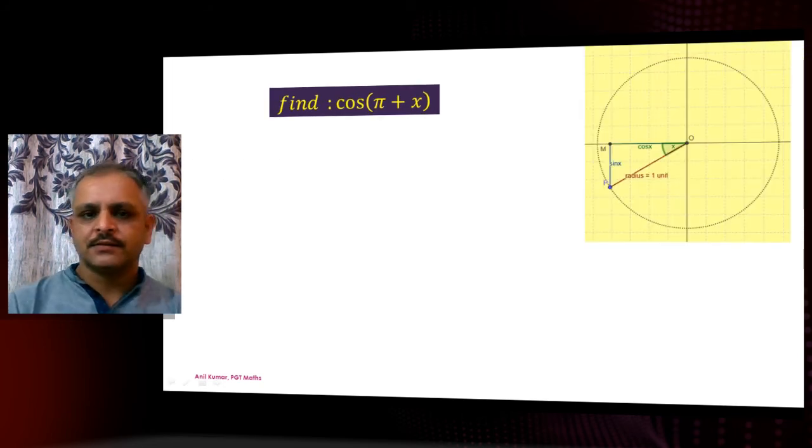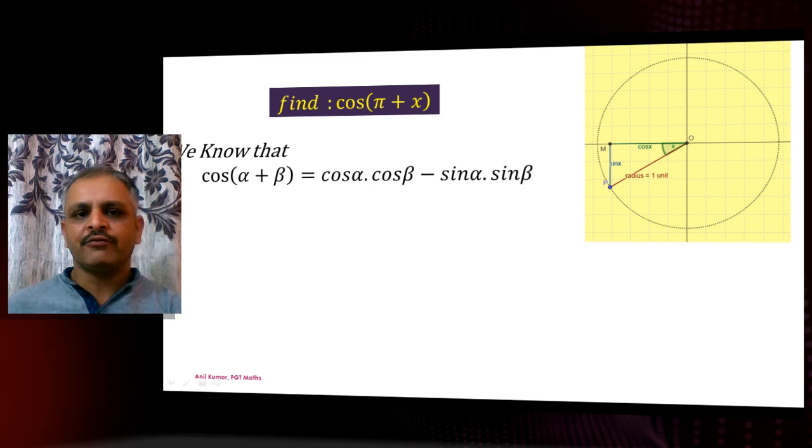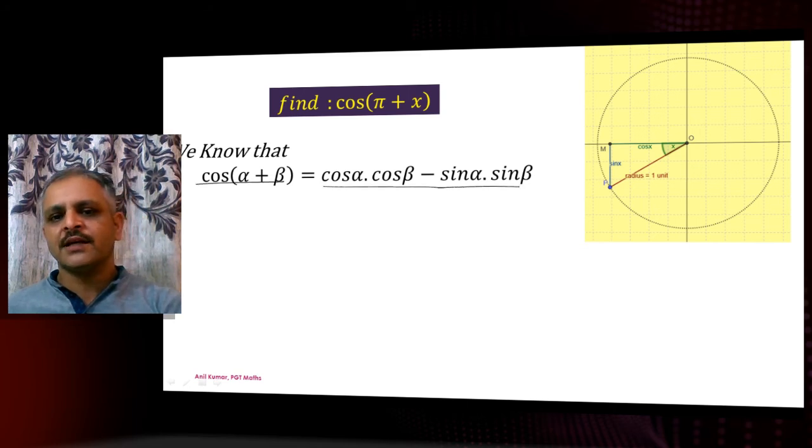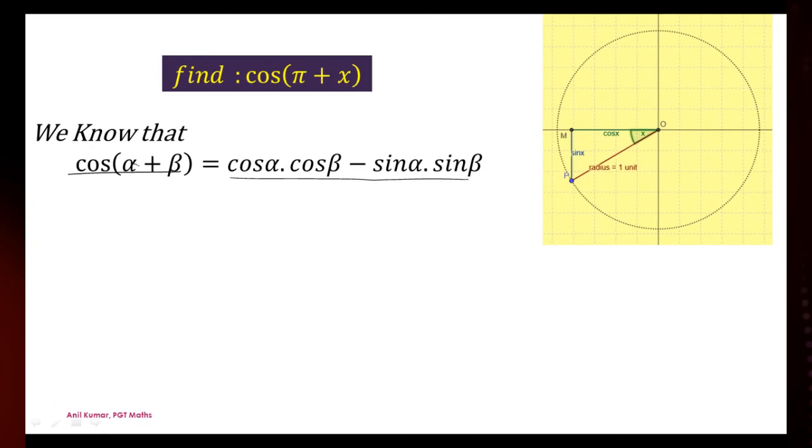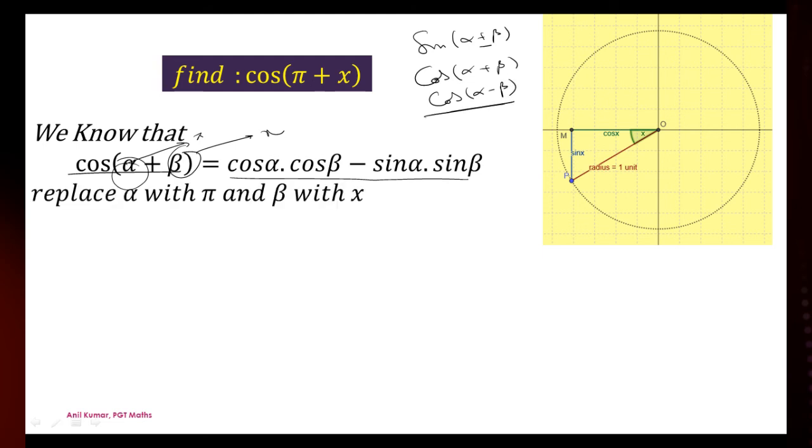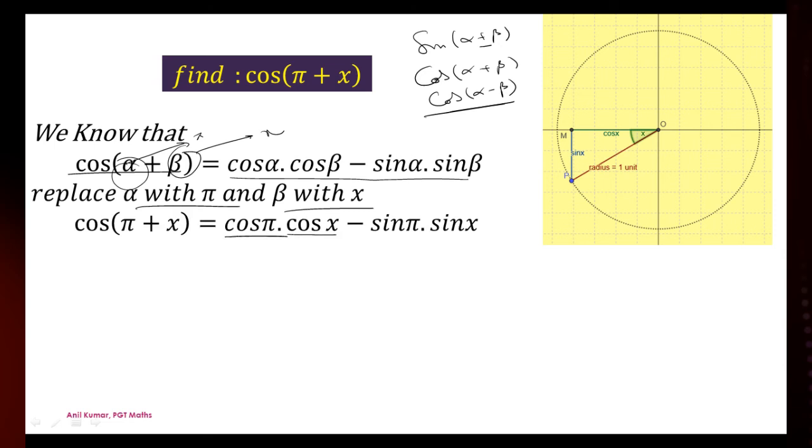Now cos of pi plus x. So let's apply this. Cos of alpha plus beta is cos alpha cos beta minus sine alpha sine beta. And replace alpha with pi and beta with x. So simple, whatever we want. See what four identities we are basically using here: sine alpha plus beta, sine alpha minus beta, cos alpha plus beta and cos alpha minus beta. So replace alpha with pi and beta with x. It will become cos pi cos x minus sine pi sine x, and put the value of cos pi as minus 1 and sine pi as 0.